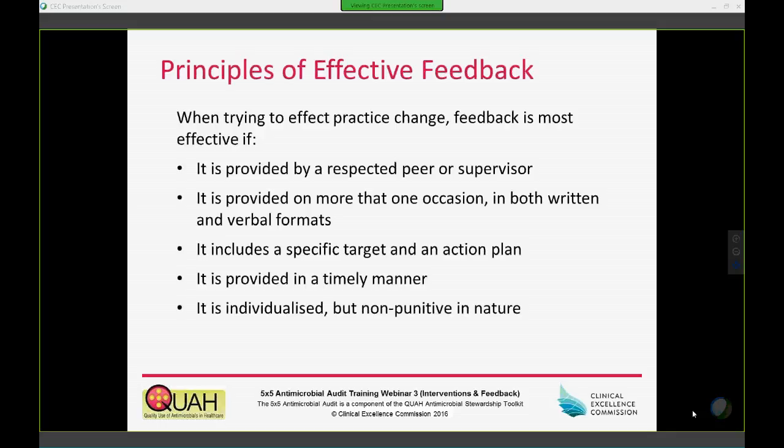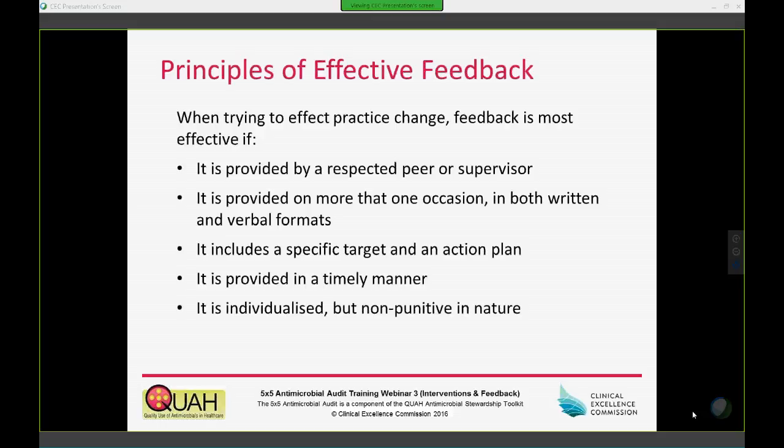So we know from that literature that feedback is most effective when it's provided by a respected peer or a supervisor. I think it's important to emphasise here that this person who's delivering that feedback should either already be respected by the feedback recipient or at least have the capacity to earn their respect as a result of those interactions. The feedback should be provided on more than one occasion in both written and verbal formats.